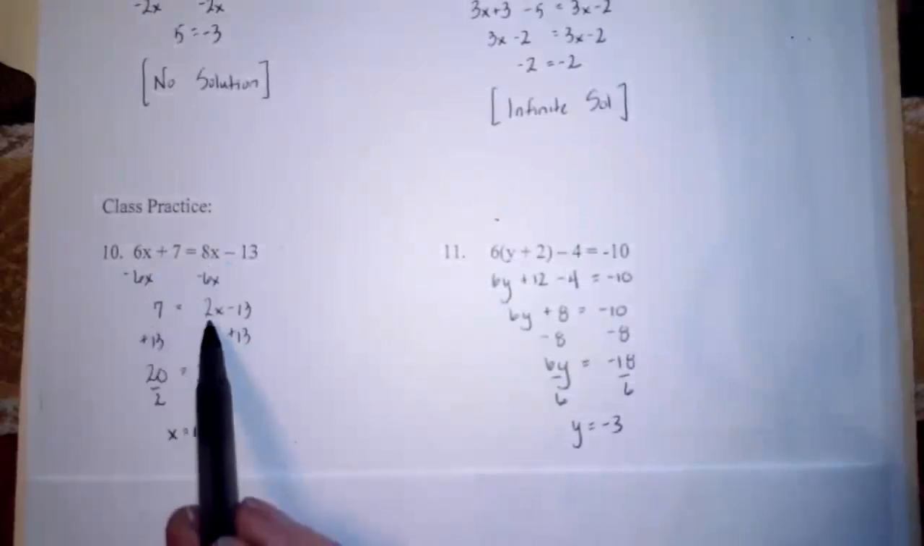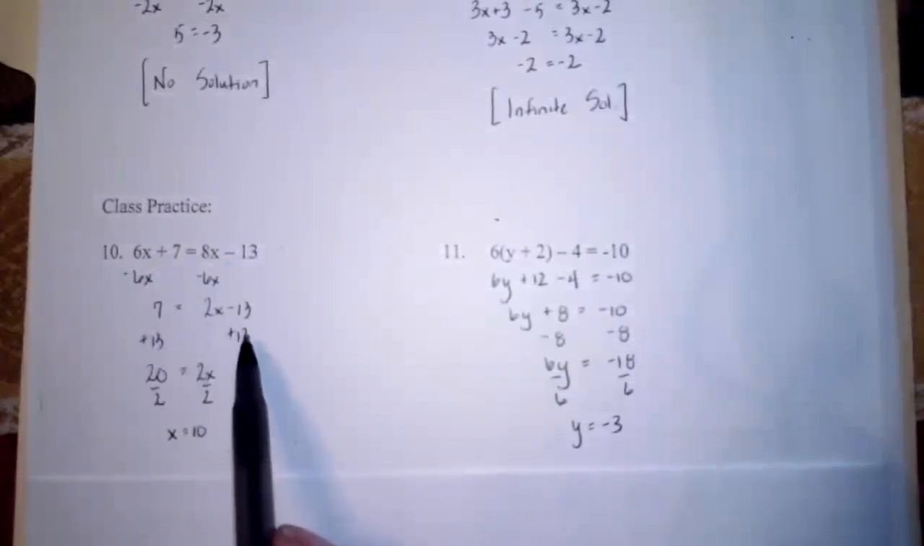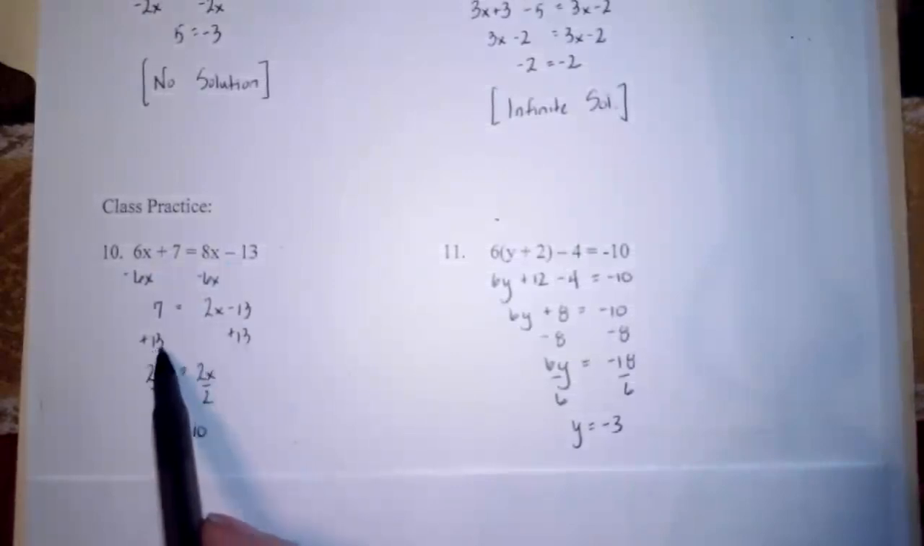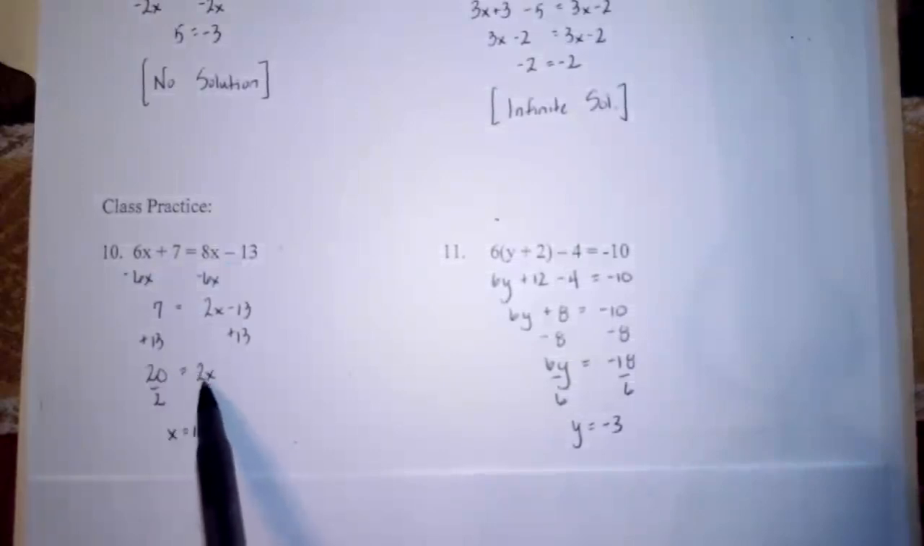All right. Since I did move my x's to the right, that means I want to start moving the numbers away. So you can see I went +13 to get my 20. And then my last step, this is 2 times x. Again, divided both sides by 2. So my one solution for this one, we do have x equals 10.